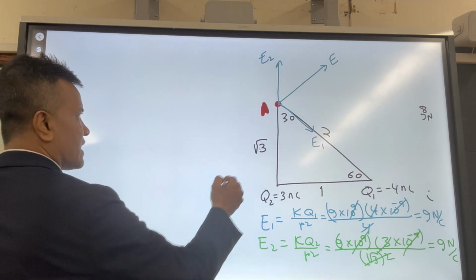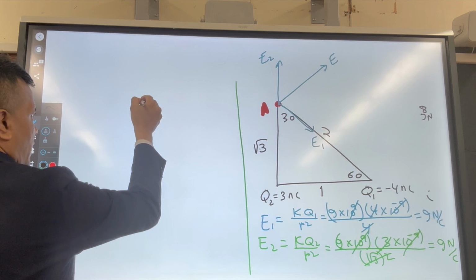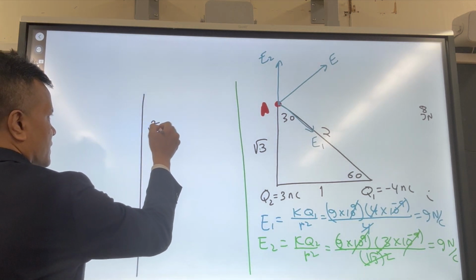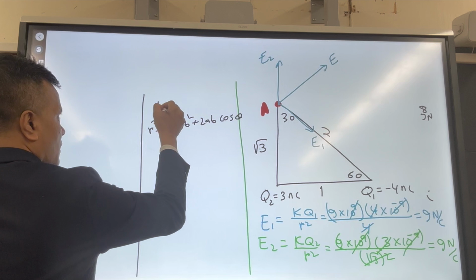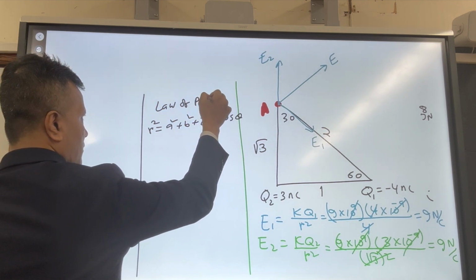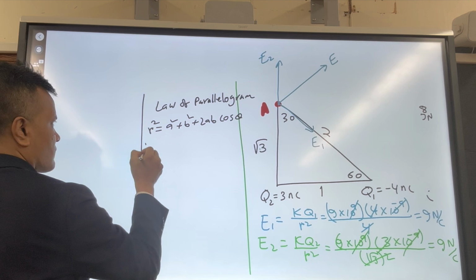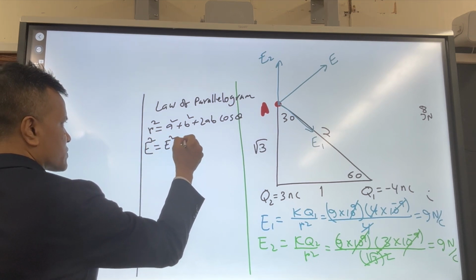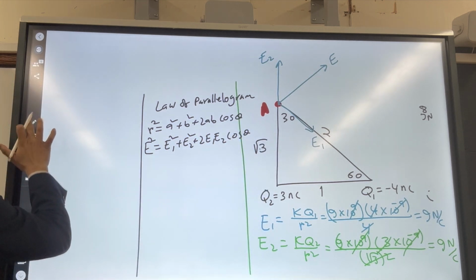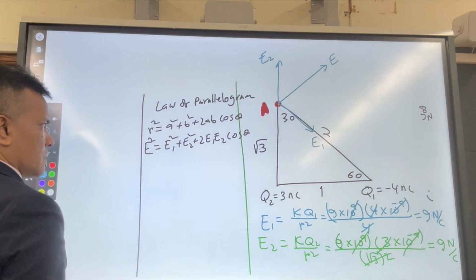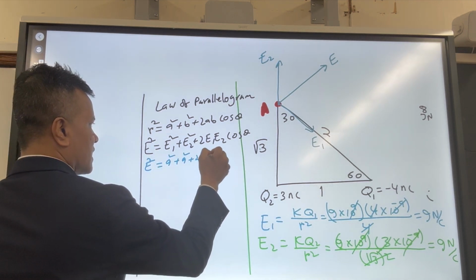Now we're going to find E three different ways. Here is the first way. One way is R squared is equal to A squared plus B squared plus 2AB cosine theta. We're going to call it the law of parallelogram. So what does that mean? E squared is equal to E1 squared plus E2 squared plus 2 E1 E2 cosine theta. Please understand the theta very carefully. E is equal to the square root of 9 squared plus 9 squared plus 2 times 9 times 9 cosine theta.